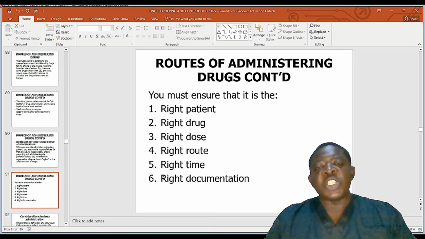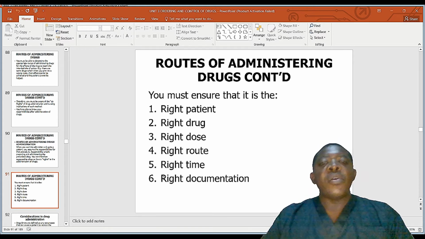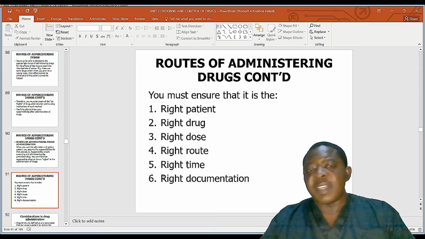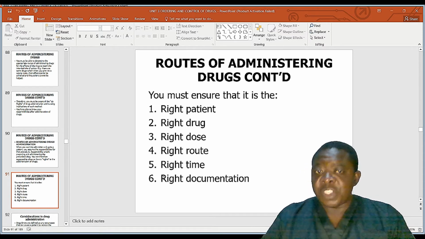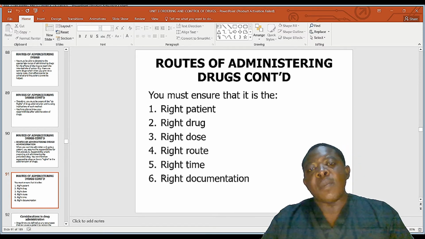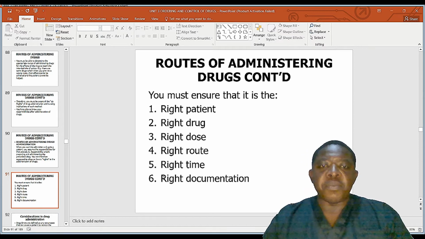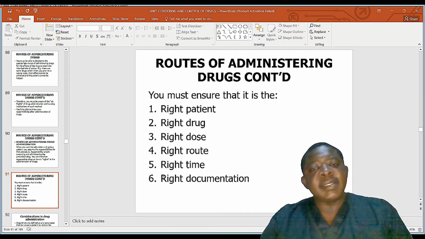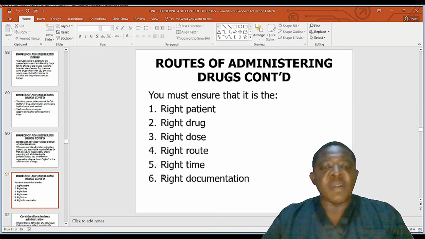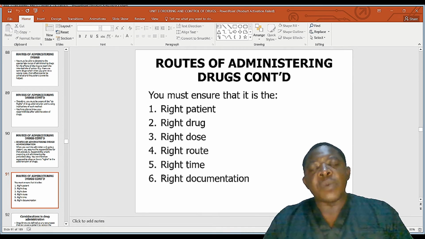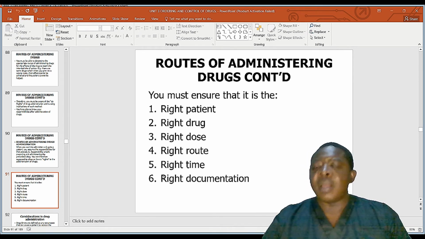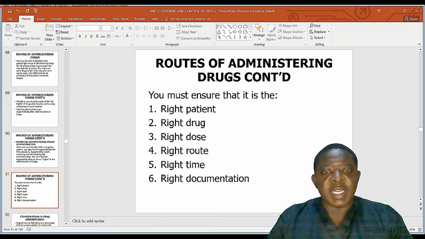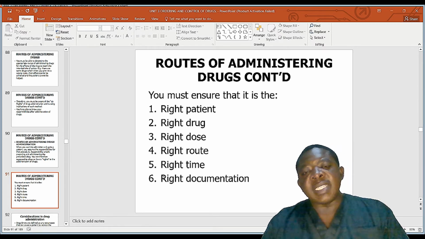The right patient: we take the treatment chart, confirm the name, and ask the patient. The right drug: you check the drug that you are taking and that you are giving the patient. The right dose: you calculate the dosage because what you have in stock might not be what has been prescribed, so you have to calculate. The route: is it oral, intravenous, or intramuscular? The time: how frequently is the drug supposed to be taken, and are you giving it at the right time? The right documentation: the signing of the drug, the date, and everything.